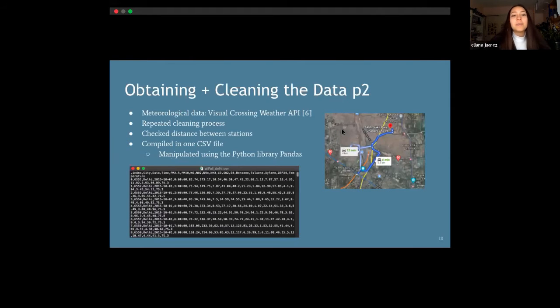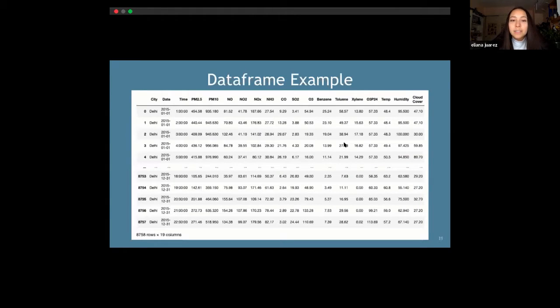For our weather data, we used the Visual Crossing Weather Application Program Interface to compile a data set of about 20 different variables, also of the hourly weather data for 5 years in Delhi, India. We repeated the cleaning process on this data, and we checked the distance between the pollutant and weather stations. We found it was about 4 to 5 kilometers apart, which we found acceptable. Once we had these clean data sets, we compiled the useful variables into one CSV file, which was then manipulated using Python. On the bottom is a screenshot of the sort of raw data that we were working with. And this is an example of the clean data frame, which is the primary unit in the pandas library specifically.